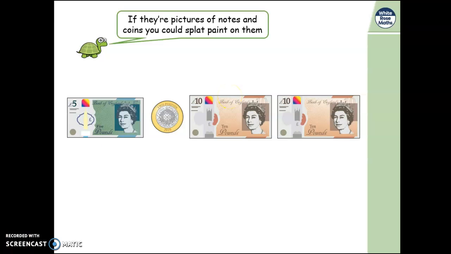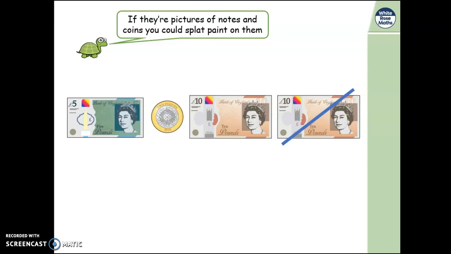Okay, so the next value of money that we have is here. Here we have £5 note, £2 coin, and two £10. So if we are shown the pictures, then we can sort of count them as we go along. So we'd start off with the greatest value first. So we'll just cross them off as we go.